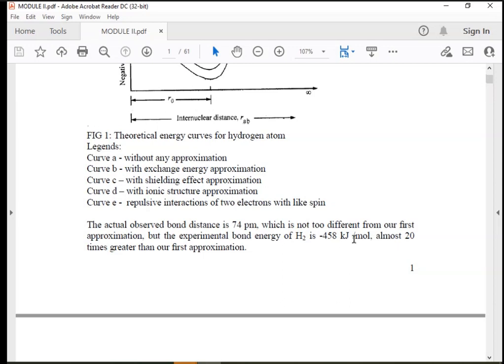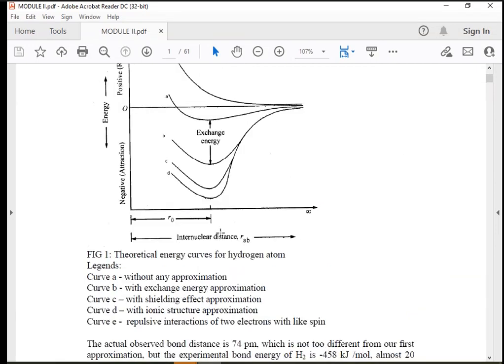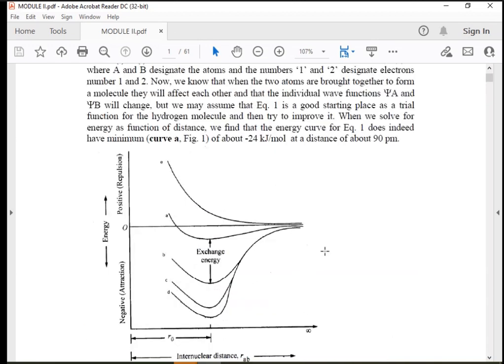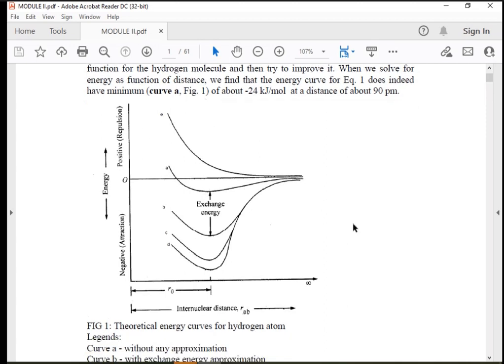And the actual observed bond distance is 74 picometer. But here, if we don't consider any approximation, what is the bond distance we are getting? 90 picometer in case of A. We are getting 90 picometer. Now, this graph A actually indicates there is no approximation we are considering. Now we will start considering the approximations one by one.